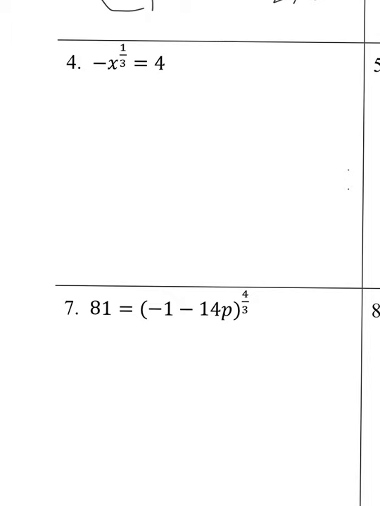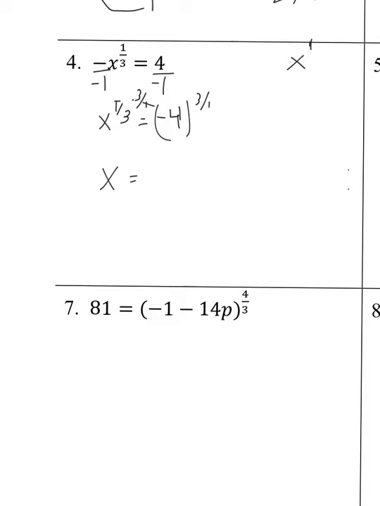For number 4, this time we have a negative in front of the base. We want it to be positive x to the first. So we want to take the inverse first of multiplying its negative 1 times x. So we take the inverse of multiplication, which is division. We want to divide by negative 1 on both sides. And we're left with just x to the exponent 1/3 equals negative 4. We take the reciprocal, or the inverse of 1/3, which is 3 to the first, to both sides of the equation.